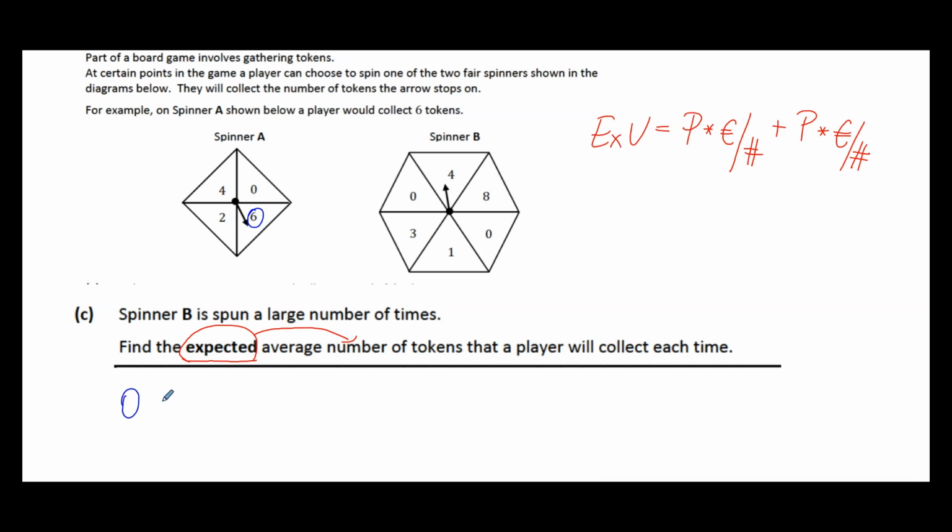So for 0, how do I calculate the probability for them? So let's not forget, on top of the fraction, our event, on the bottom of the fraction, all events. In this case, what are all events? All possible landing. I have 6 of them. What my event? I'm looking for 0. There is 2 of them. So that means 2 over 6.